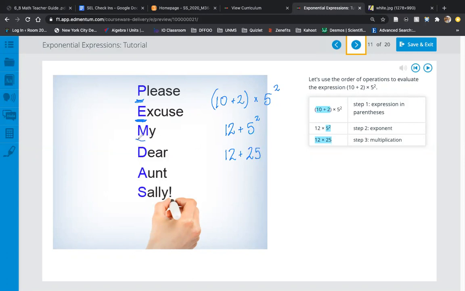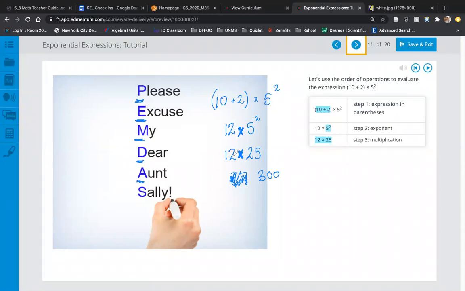Then I say, okay, do I see any multiplication here? No. Do I see any division? No. Do I see any addition? Yes. All right, so 12 plus 25 is going to give me 37. Wait, sorry. That was a multiplication, my bad. Multiplied here. All right, so 12 times 25 instead should be 300.